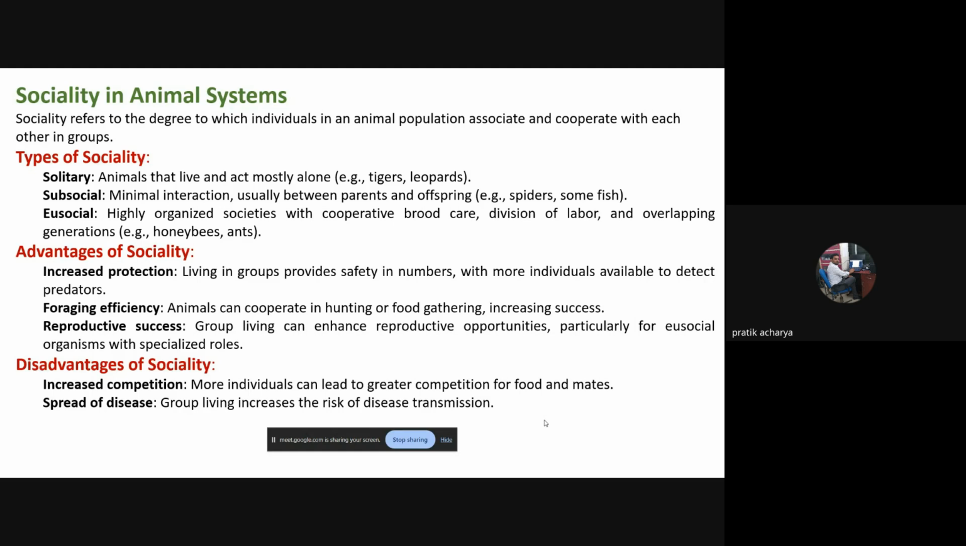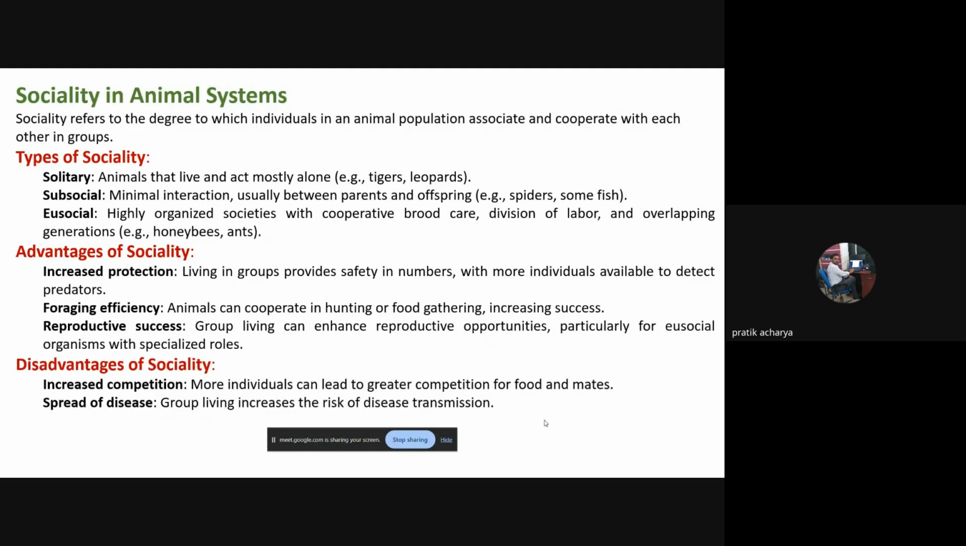The advantages: if social organisms are in a group, that increases the protection. When an organism is living in groups, that provides safety in numbers, with more individuals available to detect predators. If you are standing alone, a predator can attack from the backside or lateral side. But if you are in a group, then more eyes are there. You have only 2 eyes, but in a group, more eyes are there for confronting the obstacles. So this is the first advantage.